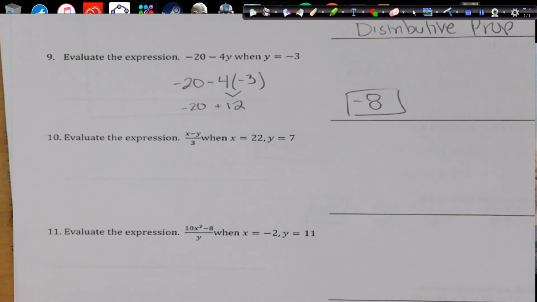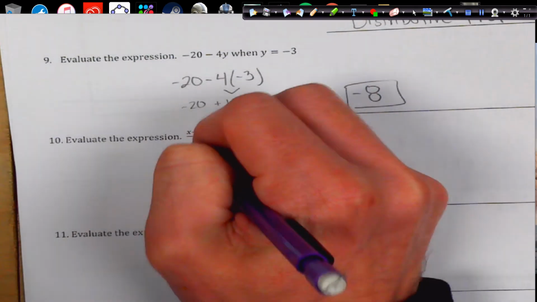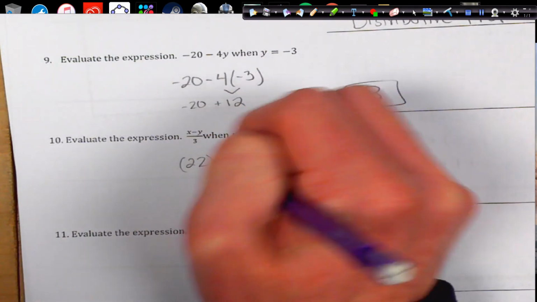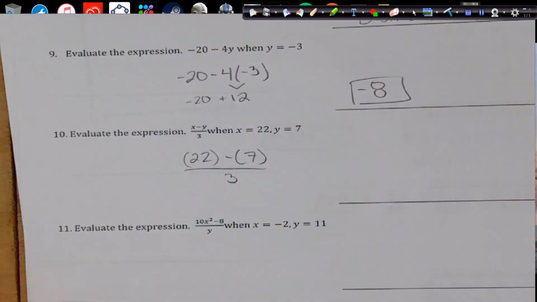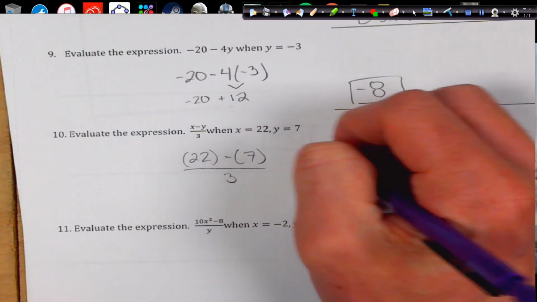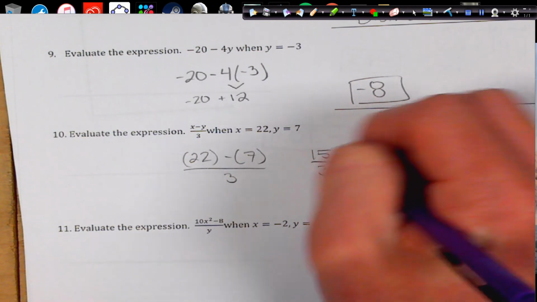Okay, and again, we're going to plug in 22 minus 7, all divided by 3. Going to evaluate the top first. 22 minus 7, which is 15, divided by 3, which is going to be 5.